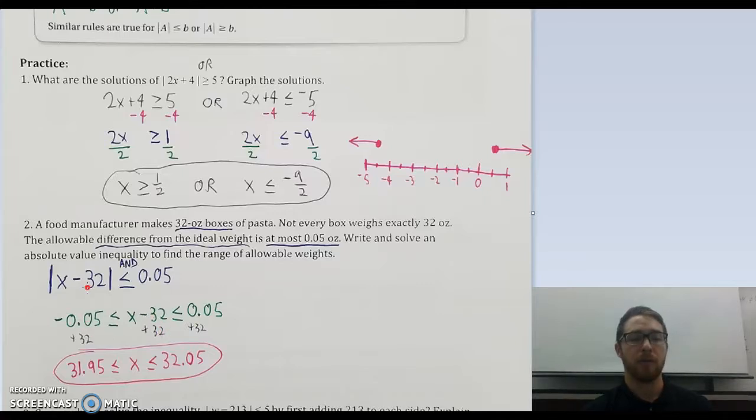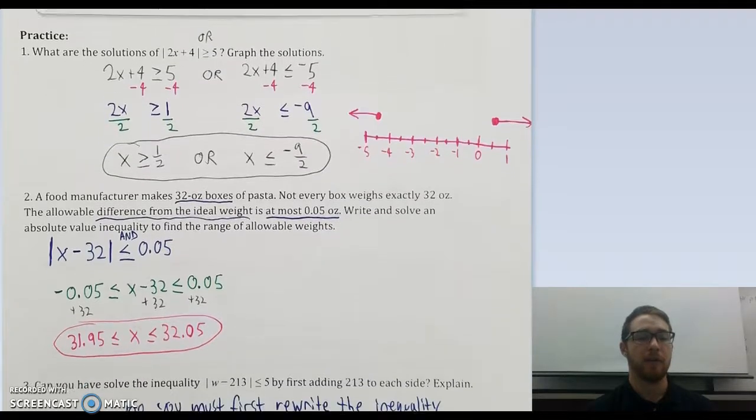And all I have to do to solve this is isolate x. So if I add 32 to all of my parts, I can solve it and get that x has to be in between 31.95 and 32.05 inclusive. So those weights will work. They're not quite 32 ounces, but it's pretty close, good enough to sell for our pasta box.